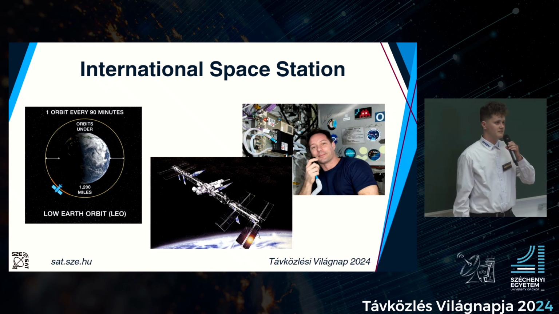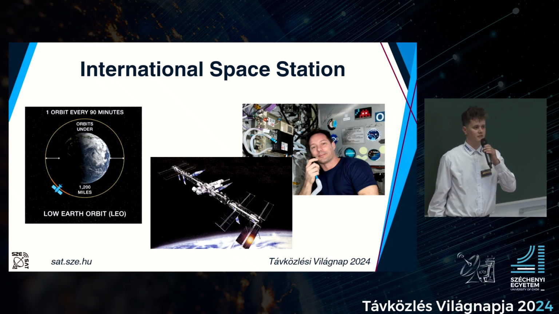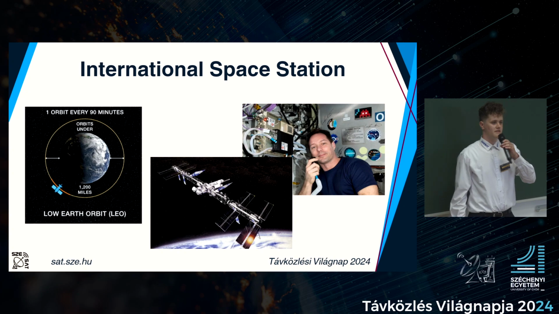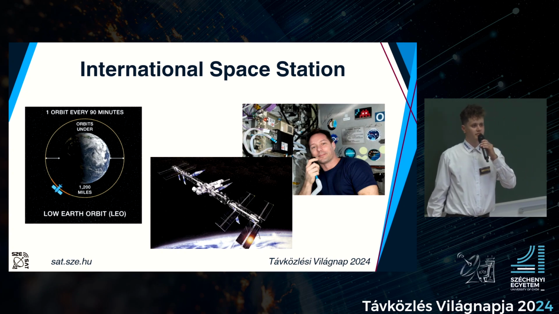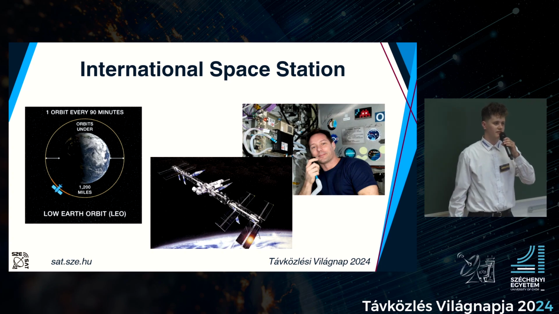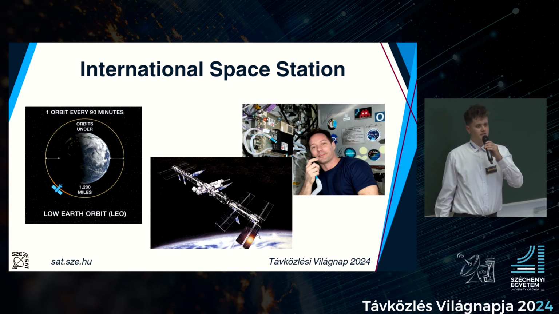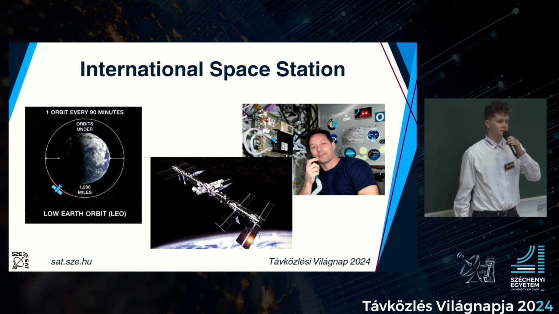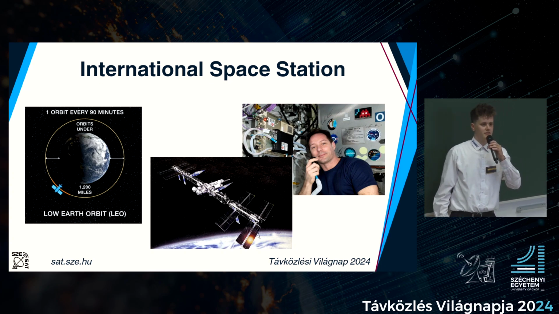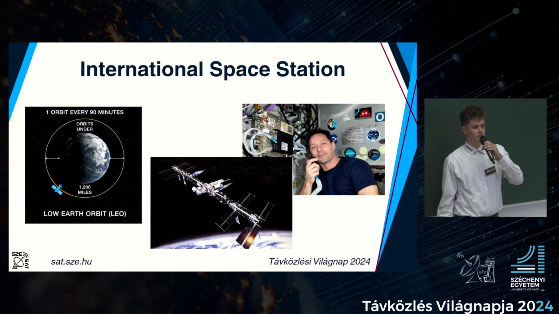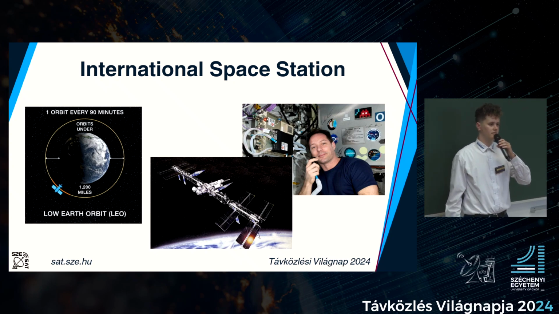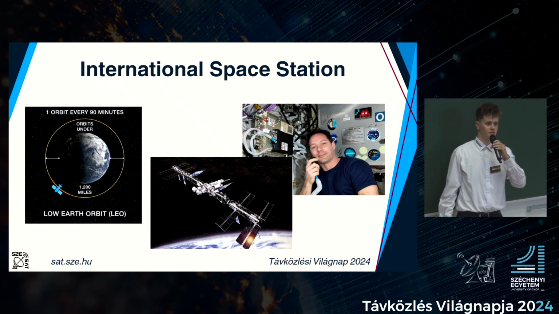The International Space Station is the largest human-made object in space. It is orbiting in LEO orbit. Its maximum height is 412 kilometers. Mostly space research is conducted here. There are even times when the personnel on board are making calls with Earth stations located on Earth.